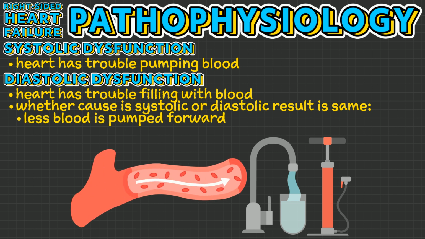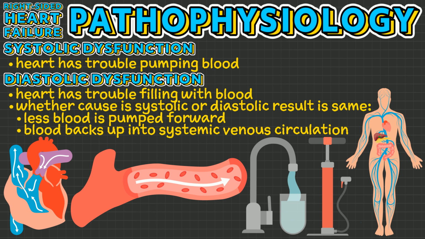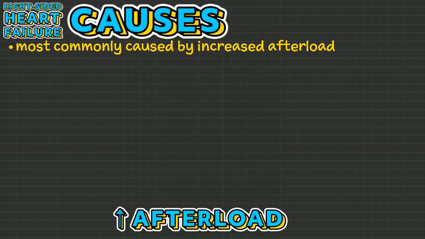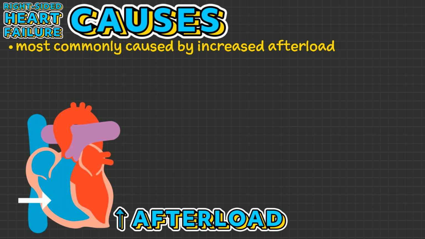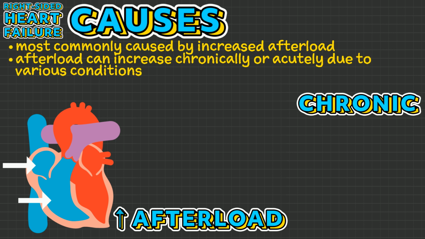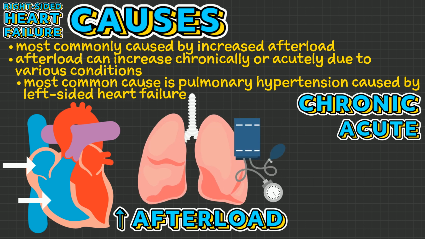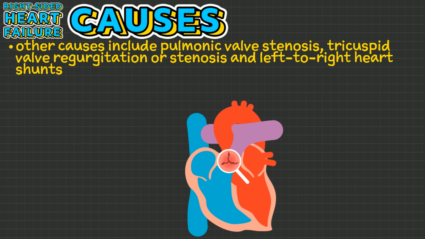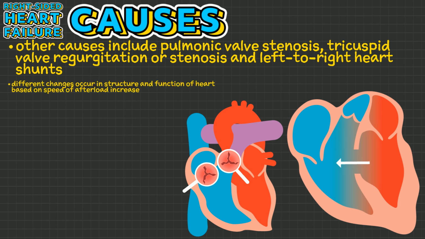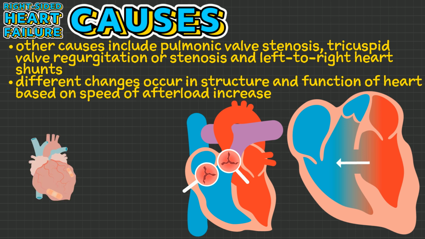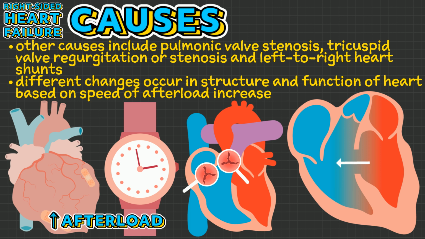Less blood is pumped forward, causing blood to back up into the systemic venous circulation. Right-sided heart failure is most commonly caused by increased afterload, or the resistance the right ventricle or atrium must work against to eject blood. Afterload can increase chronically or acutely due to various conditions, most commonly being pulmonary hypertension caused by left-sided heart failure, but also pulmonic valve stenosis, tricuspid valve regurgitation or stenosis, and left-to-right heart shunts. Different changes occur in the structure and function of the heart based on the speed at which afterload increases.